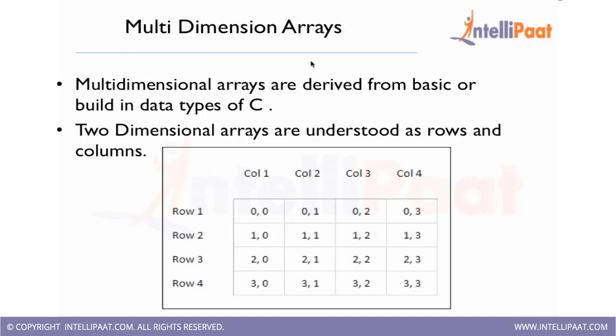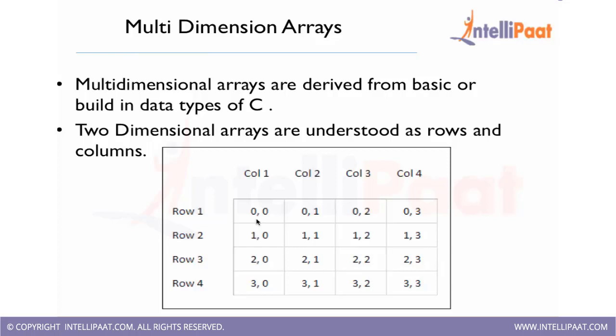Let's cover multidimensional arrays. Multidimensional arrays are derived from the basic or built-in data types of C. Two-dimensional arrays are understood as rows and columns. In general, multidimensional arrays are a collection of similar type of data items, and moreover, multidimensional arrays are also a collection of single dimensional arrays.